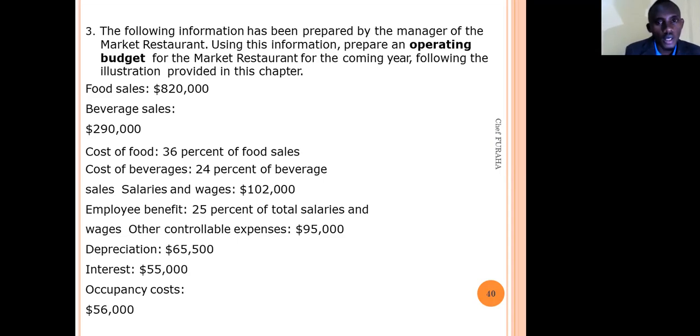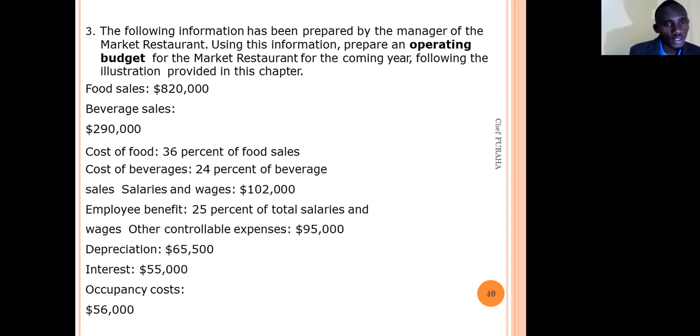And how do we do the operating budget? We follow the other format. So we have total sales of food, which is equal to this one. Beverage sales, which is equal to this one. What about the total sales? You sum up these two. Then their percentages. We know that total sales are always equal to 100%. So the cost of beverages, in terms of percentage, will be the cost of beverages times 100 divided by total sales.